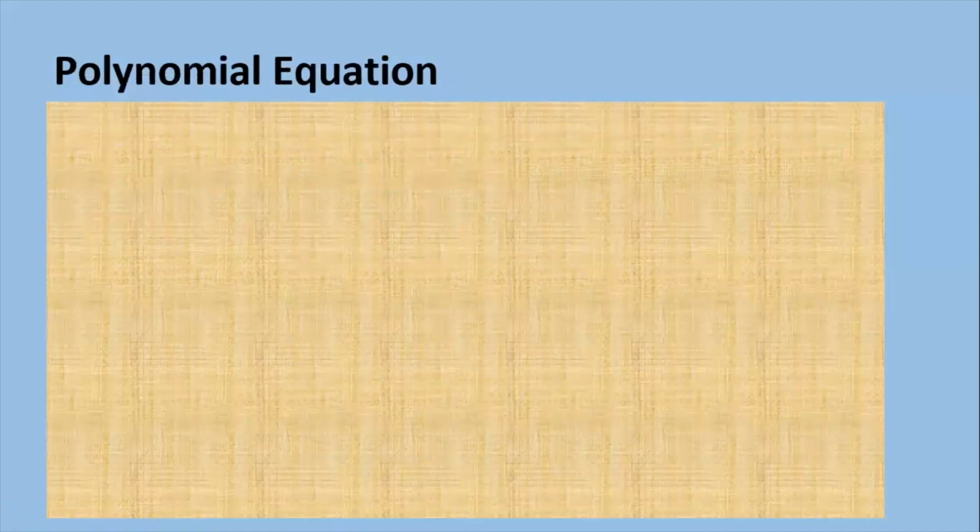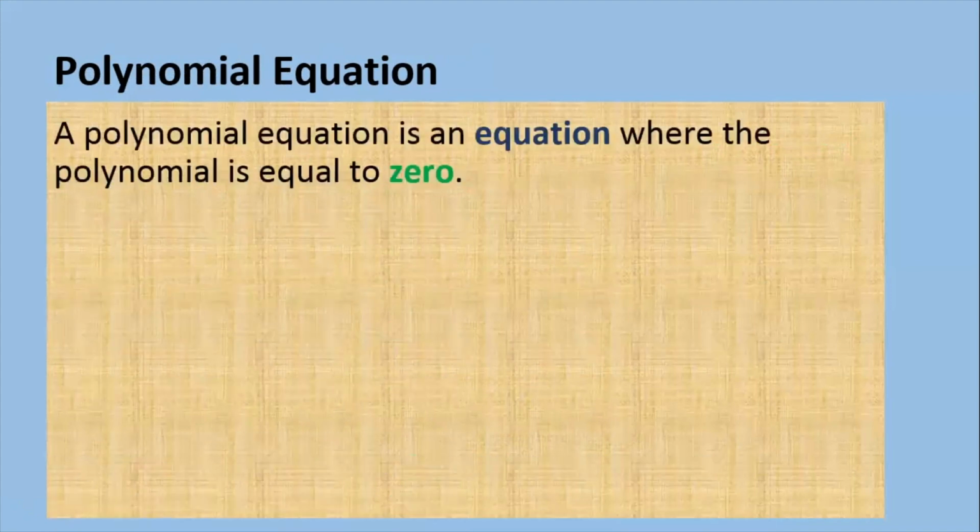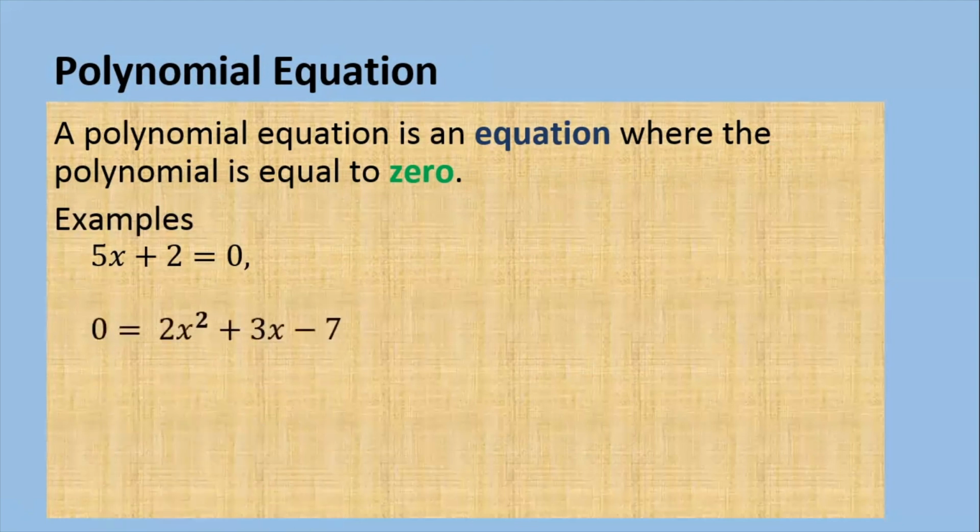Now, what do we mean by a polynomial equation? Well, a polynomial equation is an equation where the polynomial is equal to 0. So that's straightforward. 5x plus 2, that's a polynomial. You equate it to 0 and you have a polynomial equation. 0, which is equal to 2x squared plus 3x minus 7, that's also a polynomial equation.